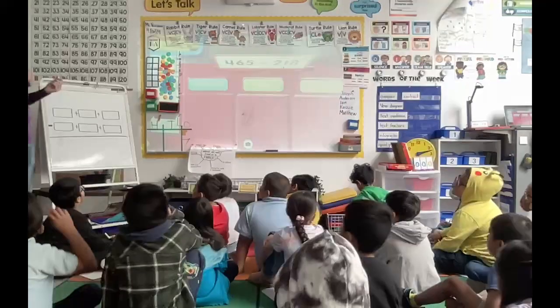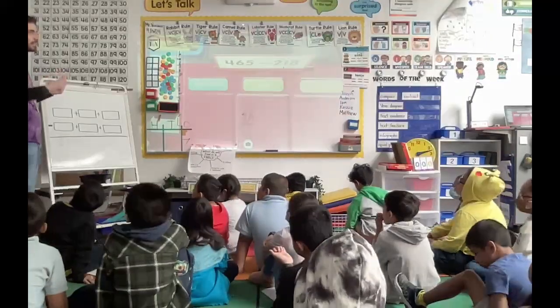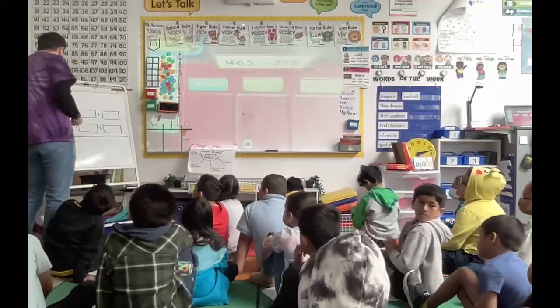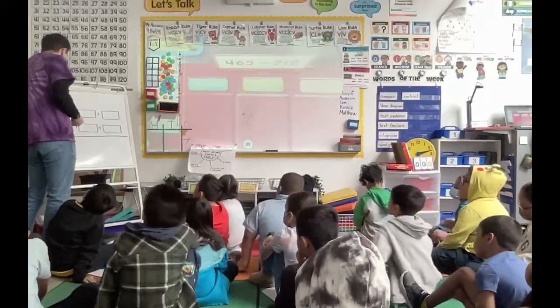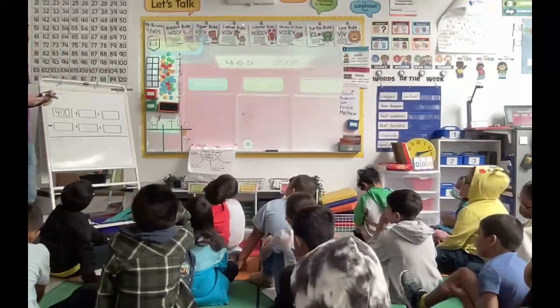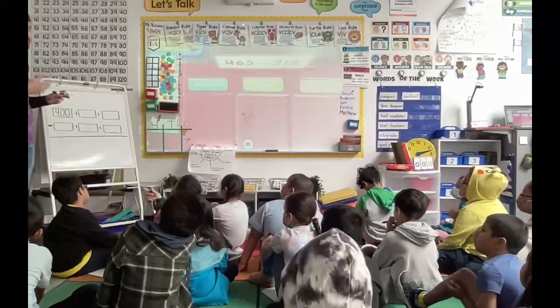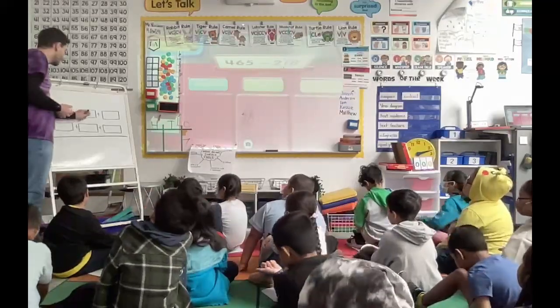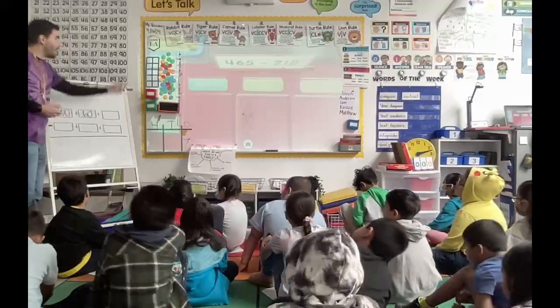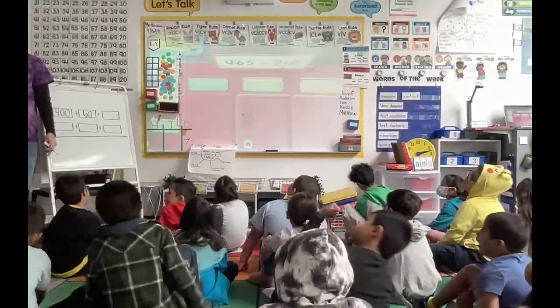465. Well, I have a 4 in the hundreds place, which has a value of 400. So that goes in my first box, 400. I see a 6 in the tens place. 6 tens has a value of 60. And 5 ones has a value of 5.